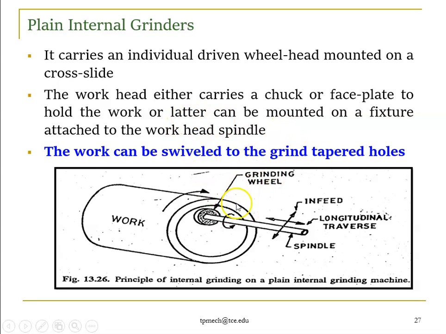The work head carries a chuck, like the lathe chuck, which looks like fingers. The workpiece is held with the help of a chuck or face plate, or a fixture can be mounted and attached to the work head spindle. The work can be swiveled to grind taper holes, so it can grind those. The workpiece rotates here, and the spindle also rotates. In addition to spindle rotation, we have two reciprocating motions, that is longitudinal motion as well as in-feed motion. This is what a plain internal grinder is.